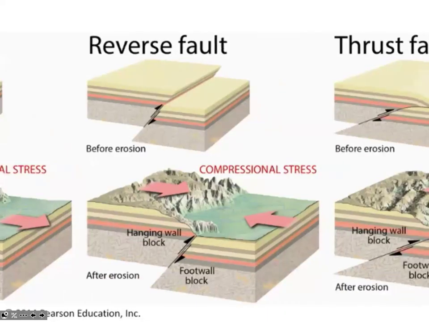On the other hand, if the tectonic situation is one of compression, then the stresses are going to break that rock along a reverse fault. In a reverse fault, the hanging wall block moves up relative to the footwall block. It's the reverse of normal.